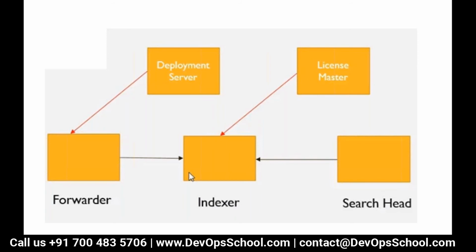So altogether, these are the five important components which you have: search head, indexer, forwarder, deployment server, license master. Are you comfortable with this?